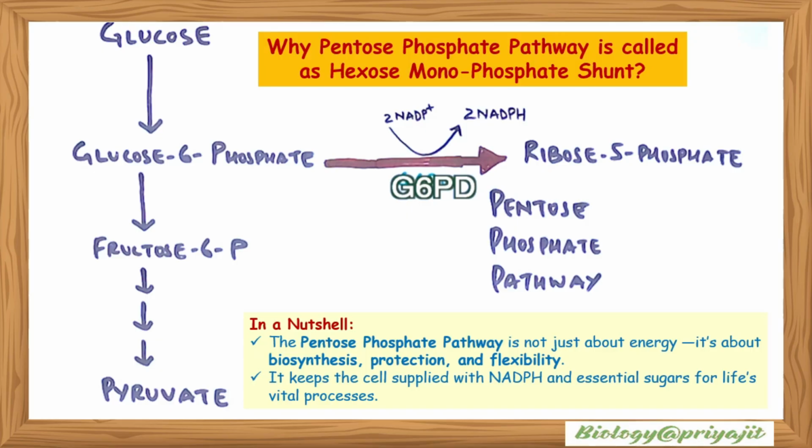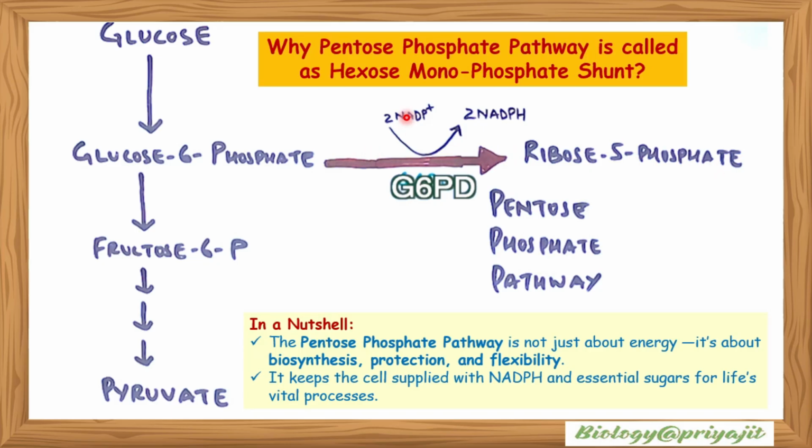So we need to know why the pentose phosphate pathway is also called the hexose monophosphate shunt. In these reaction steps, we know that glucose 6-phosphate is produced, and then further fructose 6-phosphate and pyruvate are produced. During the pentose phosphate pathway, with the help of the enzyme glucose 6-phosphate dehydrogenase, glucose 6-phosphate from glycolysis will be shunted to produce ribose 5-phosphate.